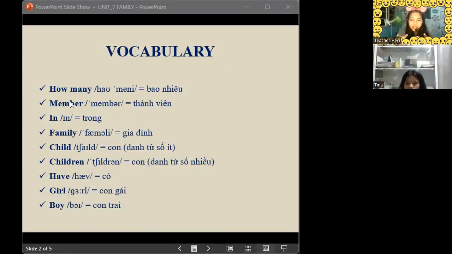And here we have the vocabulary member, like what you mentioned. Those are the part of a certain organization or a certain thing. So example, the family. So there's a family member on that one. And next is in. We use in to complete a sentence. Like for example, I live in Vietnam. Okay, we use in to complete the sentence. Did you understand it? Yes or no, Tina?